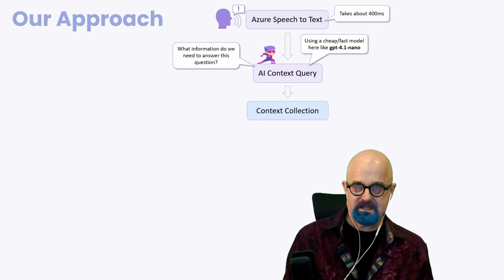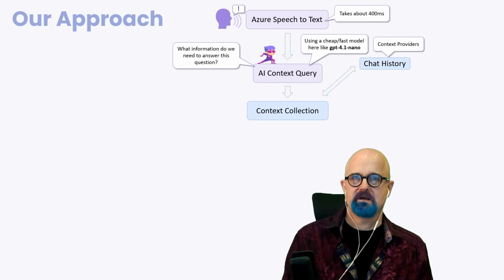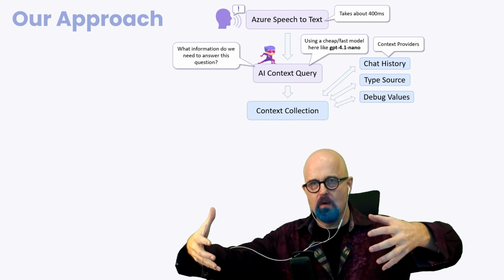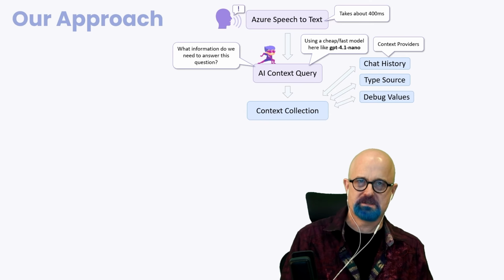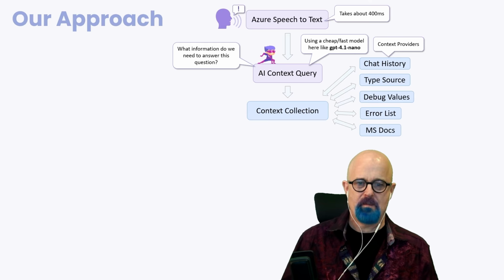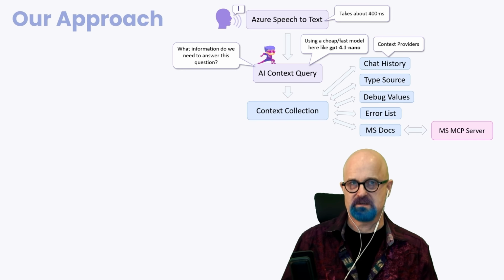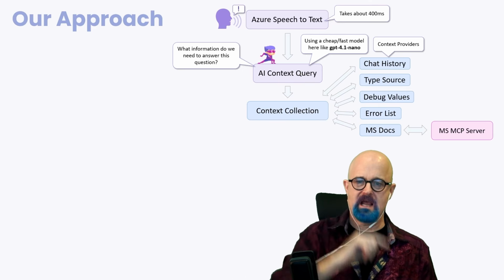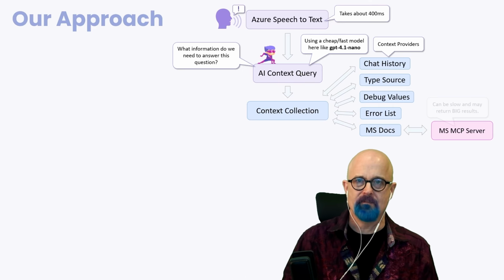Then we go on to context collection. We might go into one or more context providers, like we can look back into chat history, look at source code for types. Again, this is in the context of a Visual Studio agent. So for source code, we might look at debug values if we're debugging, the error list. We might go out to the MS Docs MCP server out there to get some official Microsoft documentation to answer a question. All of this, where we go, is all determined by this AI context query up here.